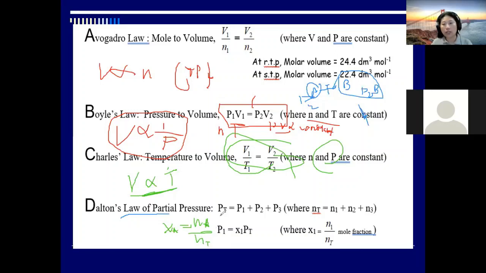Now, you need to learn how to define partial pressure A too. Partial pressure A is the pressure exerted by gas A if it exists alone in the container, in the closed system, under constant temperature and volume. So you need the definition of partial pressure, the definition of Dalton's law of partial pressure, and the definition of the application of this.